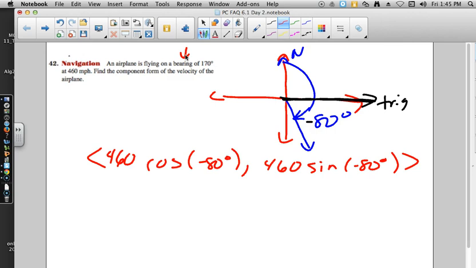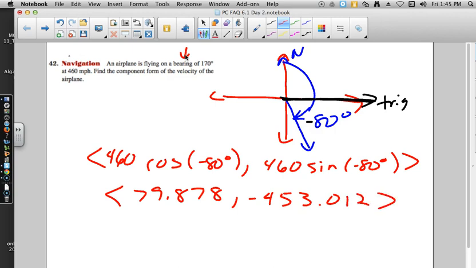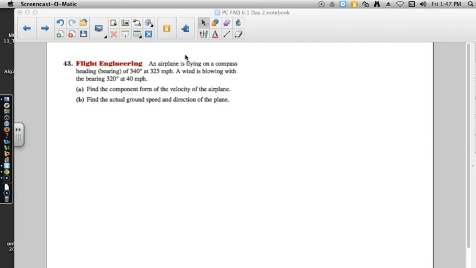All right, so you punch in 460 cosine of negative 80 degrees and you get 79.878. And you punch in 460 sine of negative 80 degrees and you get negative 453.012. And that's what they wanted. That's the component form of the velocity of the airplane. So this is all about finding that magnitude. And for the horizontal component, you're going to multiply that times the cosine of whatever the angle is. That angle, of course, needs to be relevant to the trig that we're doing, which means with the positive x-axis. What was that angle that was formed?